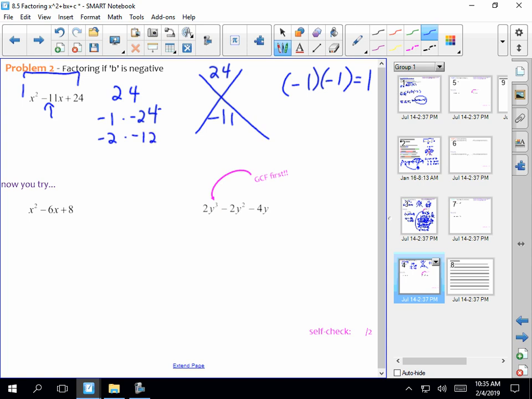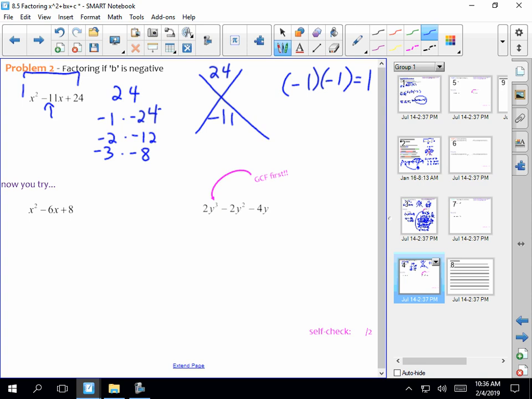So what I'm doing is I'm starting at 1 and 24. Then I move up to 2. Does 2 go into 24? Yes, it goes in 12 times. Both are negative because they have to both be negative when b is negative and the last term is positive. Go up to 3. Does 3 go into 24? The answer is yes, it does. It goes in 8 times.